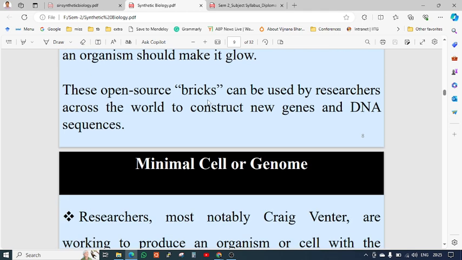So these open source bricks can be used by researchers across the world to find new genes and DNA sequences. These open source bricks are already stored in a database of different types of international resources. If you want some specific function, we need not redesign again, just pick up from the data sources. Each biobrick has certain names; just pick out the biobrick or this DNA sequence and utilize it in your own work, which is already available.